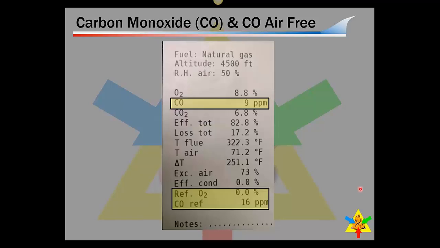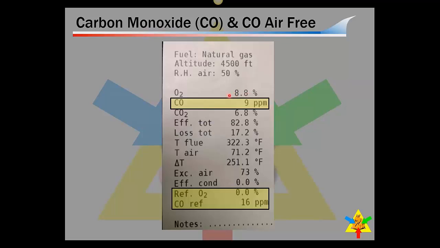So the other thing we see on the tape is the CO, carbon monoxide. We have CO as measured, which is this reading right here. This is the measurement that the machine actually measures with its carbon monoxide sensor. Then we also have another one that's called air-free. Okay? This is an area where I've seen guys get really confused. This is the actual CO reading as measured from the machine.